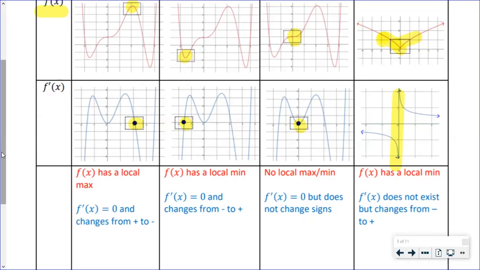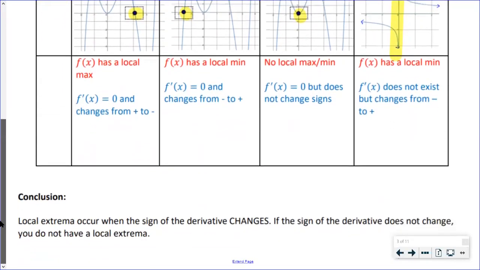So a conclusion that we can draw is that local maximum or minimum points occur when the sign of the derivative changes. If the sign of the derivative does not change, so that means we're staying above the x-axis or staying below the x-axis, you do not have a local max or local min.